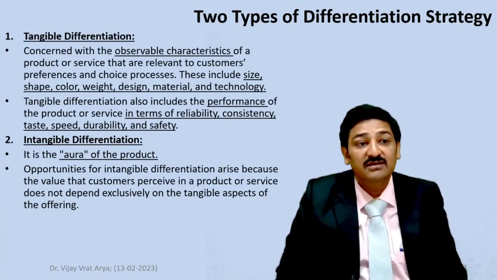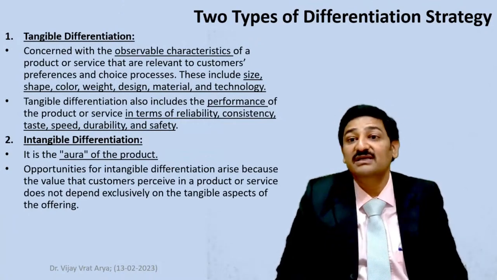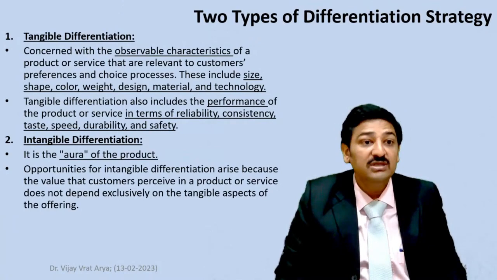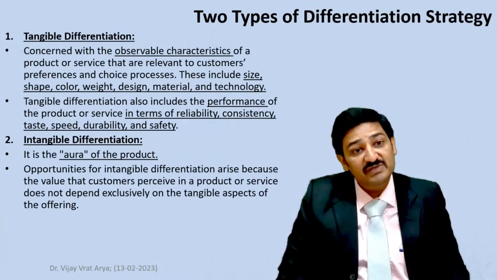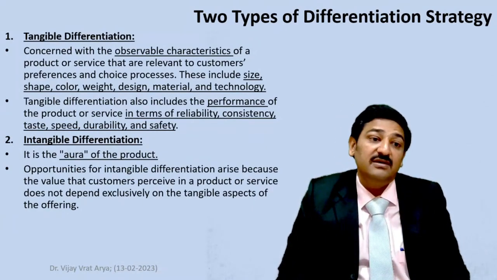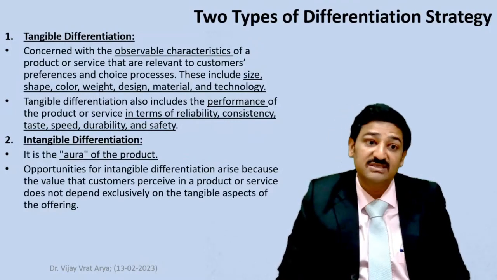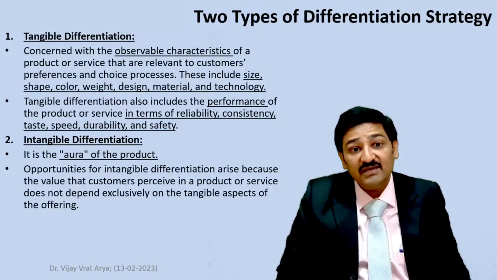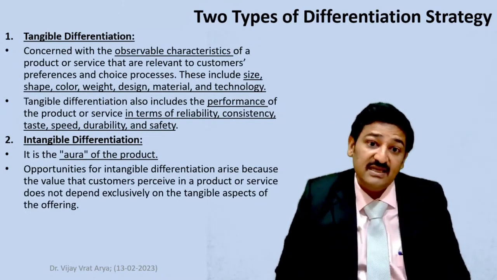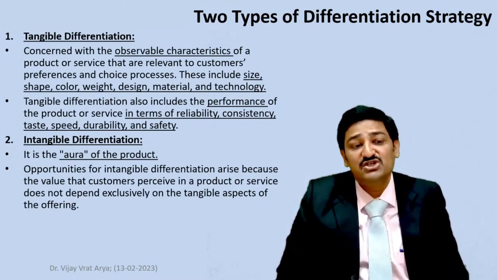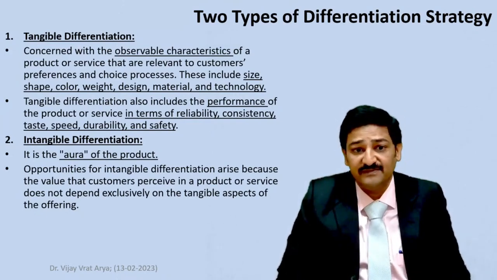One could be tangible differentiation, and the second is intangible differentiation. So we need to understand these two types of differentiation that the firm can adopt. Tangible differentiation focuses on the observable characteristics of a product or service that are relevant to customers' preferences and choice processes, and these may include size, shape, color, weight, design, material, and technology.